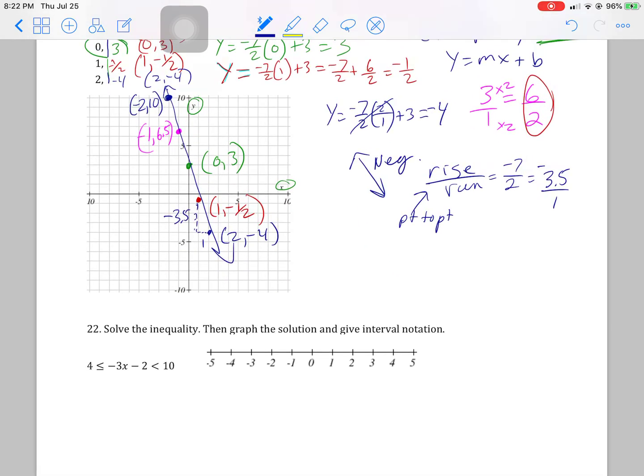All right, 22, graph the inequality, then graph the solution and give interval notation. All right, this is an and, because it's got a double symbol going on. Step 1 is to clear everything away from the x in the middle. So we start with a constant term, and whatever we do to one, we do to everything.